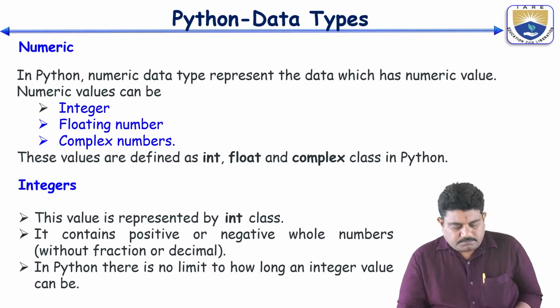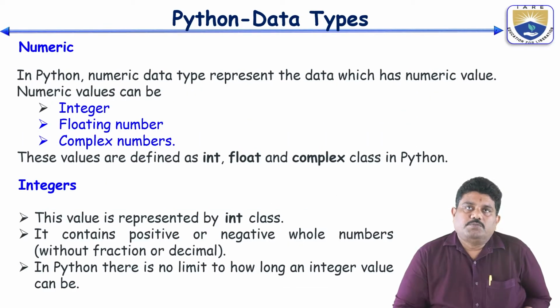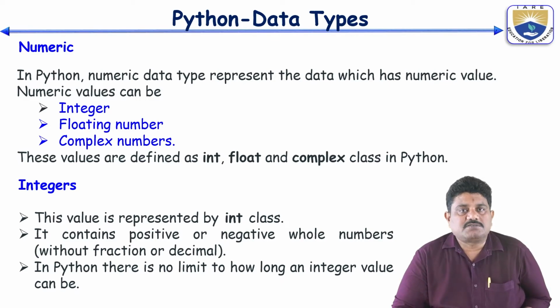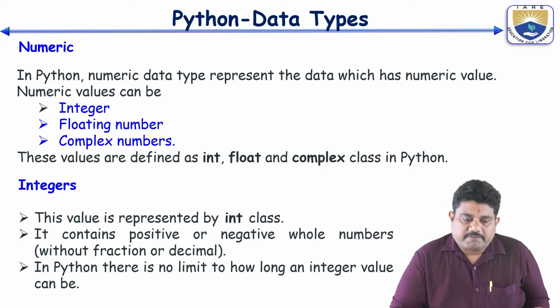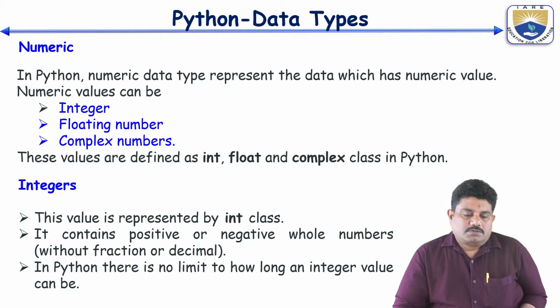Now we will see the numeric type. Numeric type means it includes numbers. Numbers may be integers, floating point numbers, that is fractions, and complex numbers. These are the three different types available in numeric type: integers, floating point numbers, and complex numbers. First we will see integers.